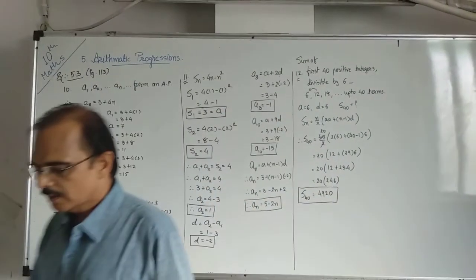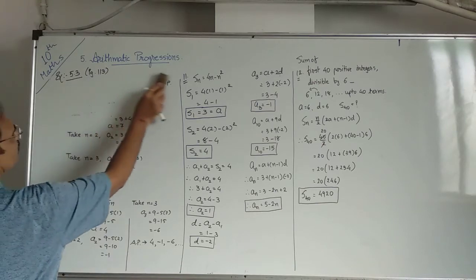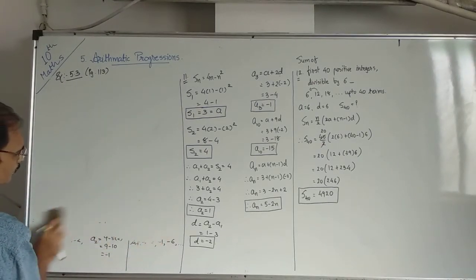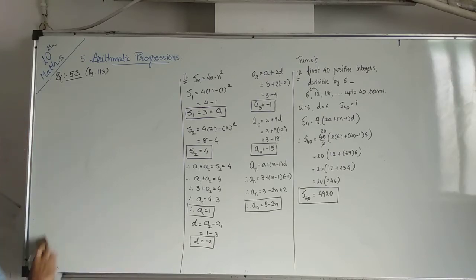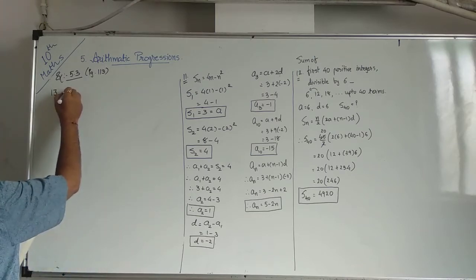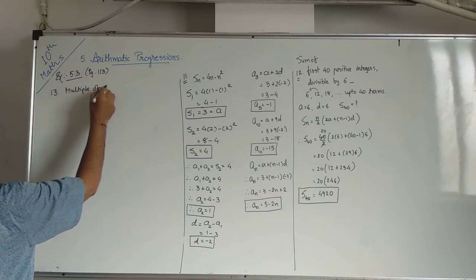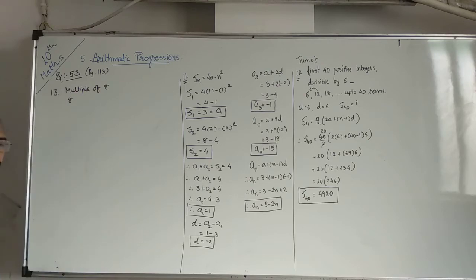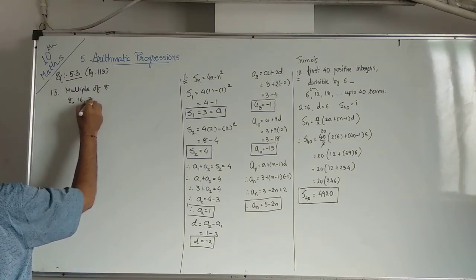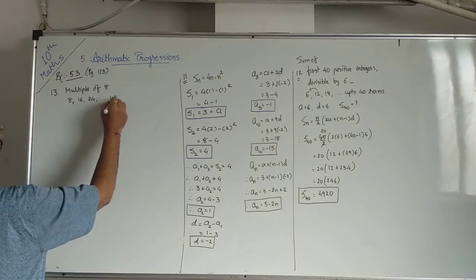Okay, write down all this. Then we start number 13. Find the sum of the first 15 multiples of 8. Multiples of 8 means the table of 8. 8 ones are, 8 2s are, 8 3s are, up to how many terms? Sum of the first 15 terms.